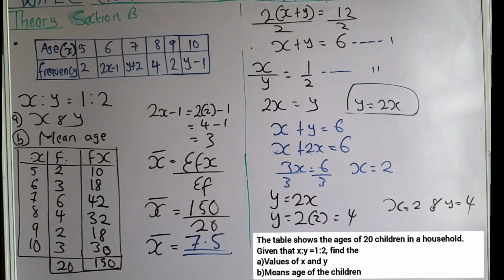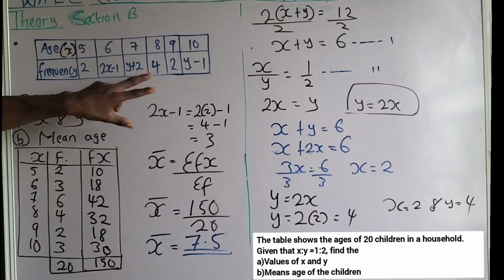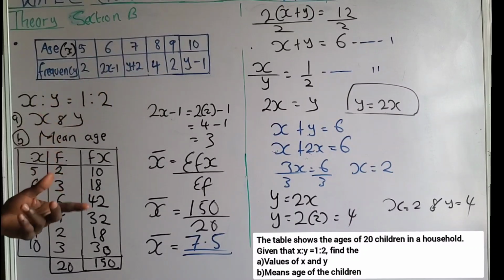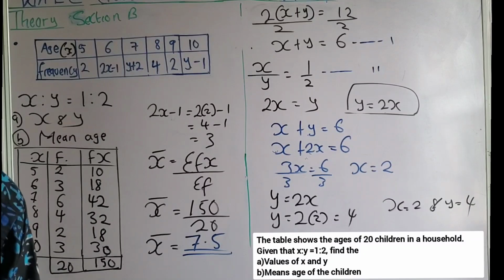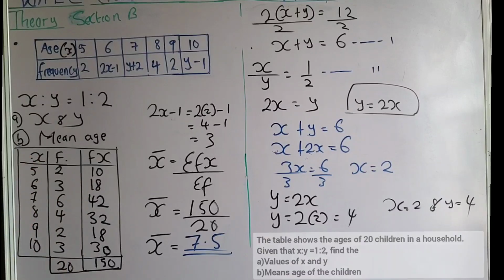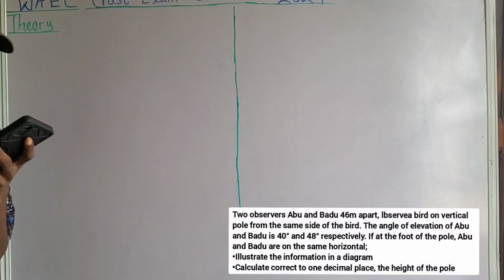Okay? So you can see now, it is what we are given that we use to obtain what we are asked to find. You understand? We are given the ratio of x to y, and we are given the frequency and some values of y and x in the frequency. So based on our knowledge, you see, in WAEC, it is the application of what you've learned. They are not going to give you a direct question. Okay, let's proceed to the next question.